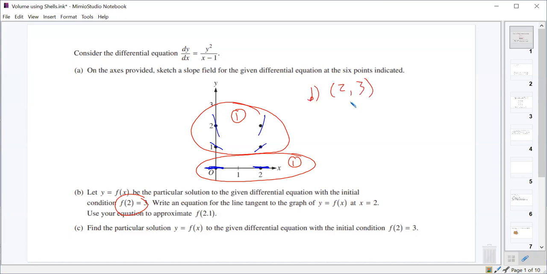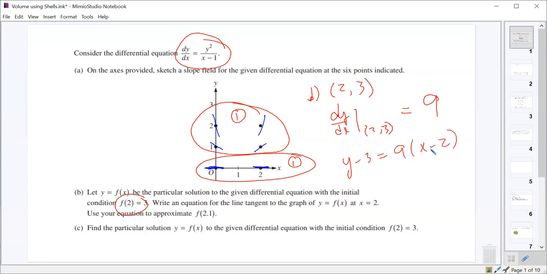The slope of the solution to this differential equation should come directly from our derivative. So we want to figure out what is dy/dx at (2, 3). And what is dy/dx at (2, 3)? 9. And then you should be able to write the equation of the tangent line: y minus 3 equals 9 times x minus 2. Everybody good with that? Getting that was 1 point.